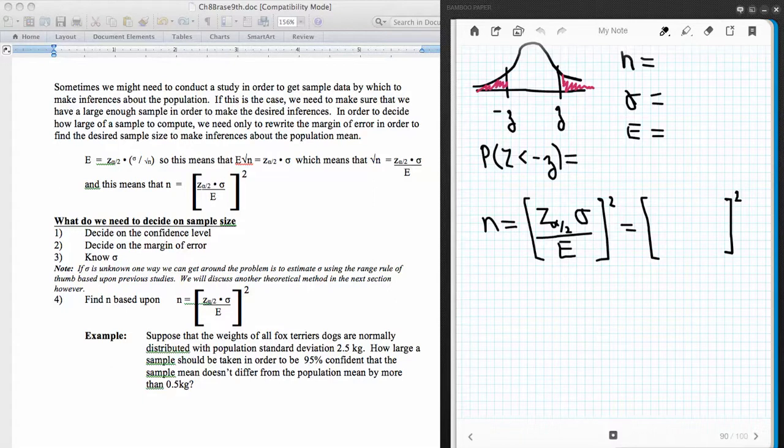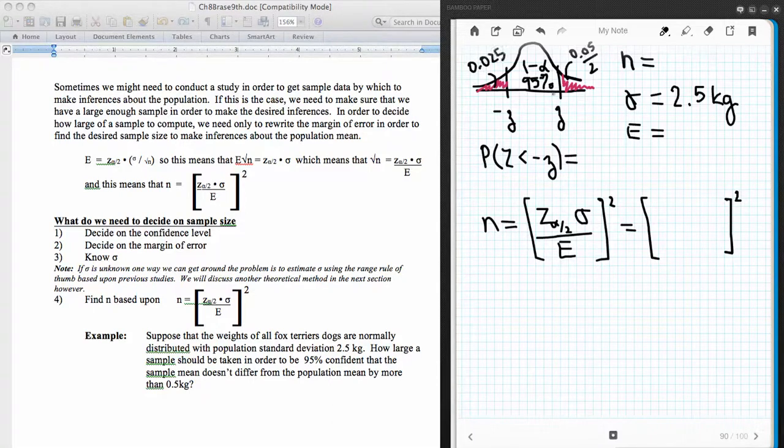Suppose that the weights of all fox terrier dogs are normally distributed with a population standard deviation of 2.5 kilograms. I'm going to write that down. And then I want to know how large a sample should be taken in order to be 95% confident. So in other words, 1 minus alpha is 95%, right? And that is going to tell me that I want 0.05 out here in the tail divided by 2, or in other words, I want 0.025 in the tail.